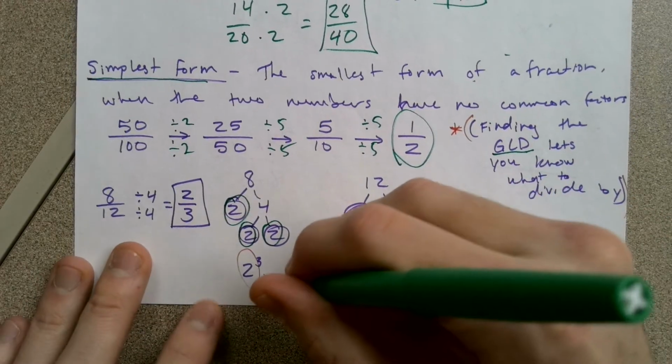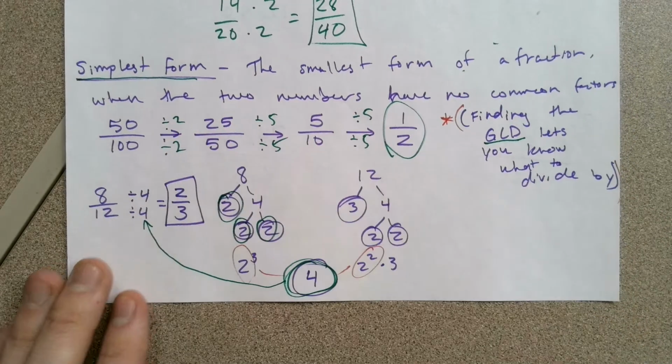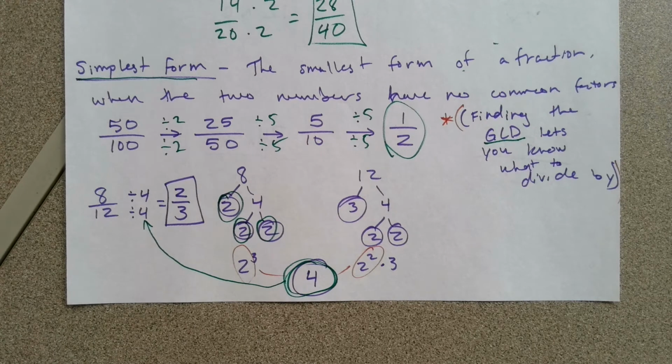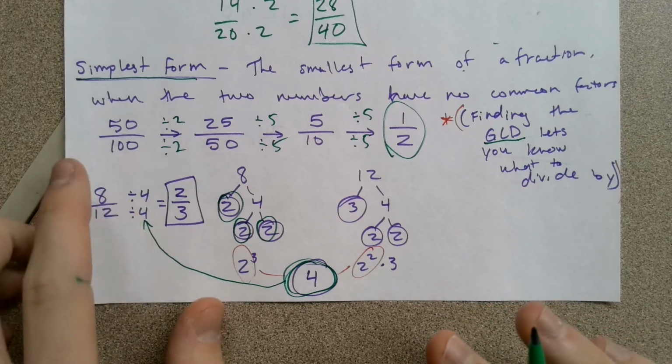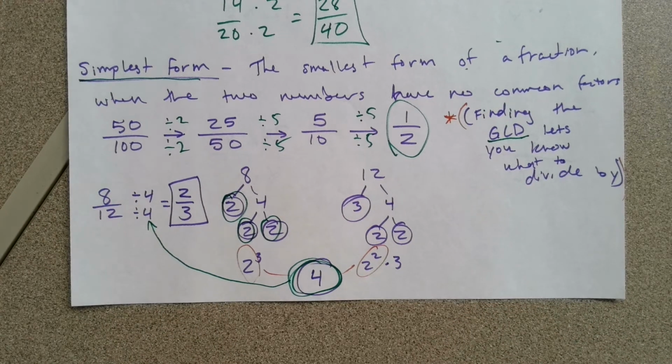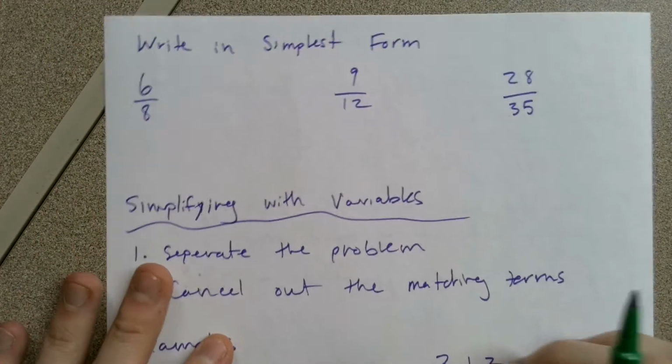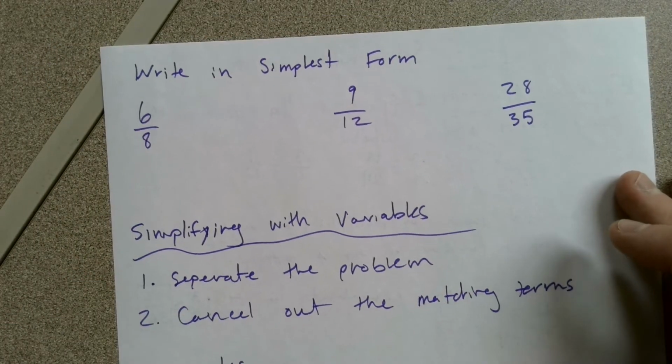What we do with that is we take it up here and we plug it in. We divide each by 4, and that is how we get our simplest form. We start with those trees, find the greatest common divisor, then divide the top and bottom both by that. There's going to be some tips and tricks that are going to help you make this a little easier for you. But this is how we're going to start with this.